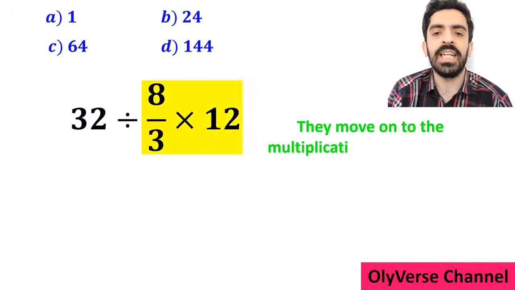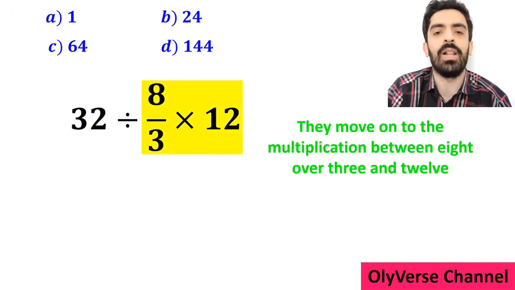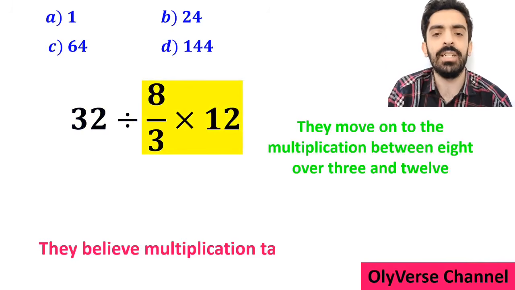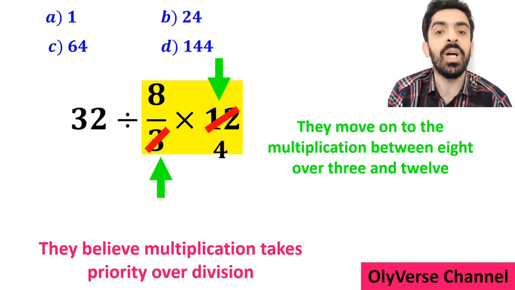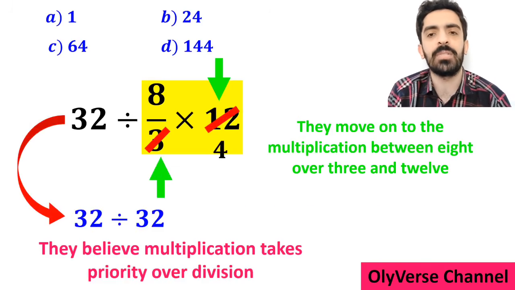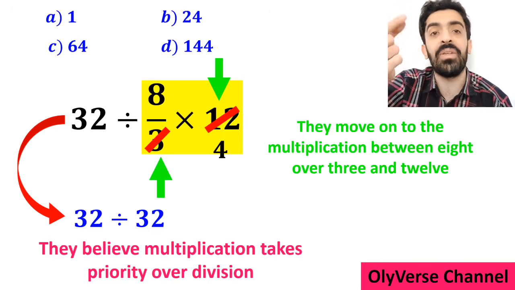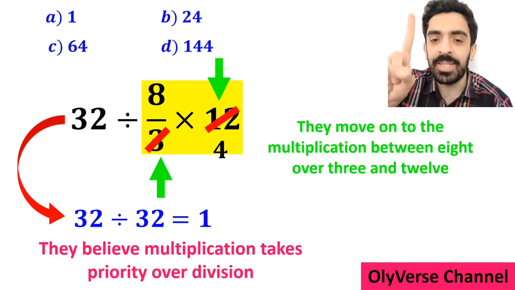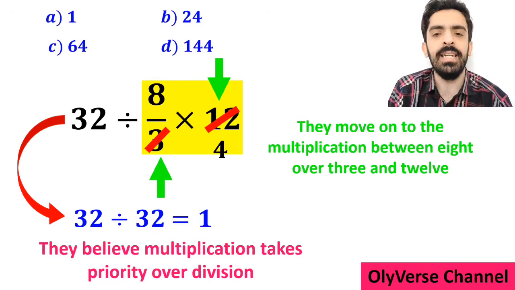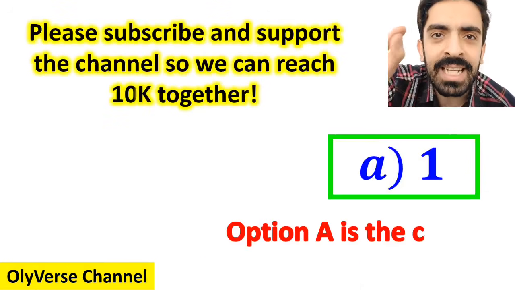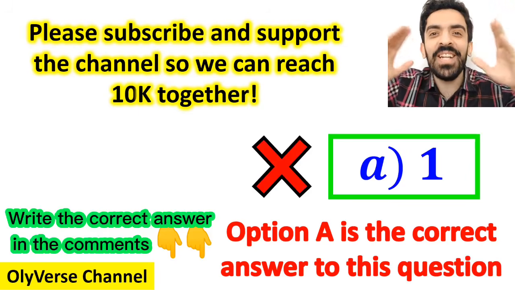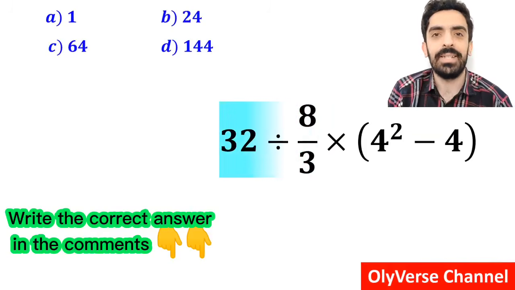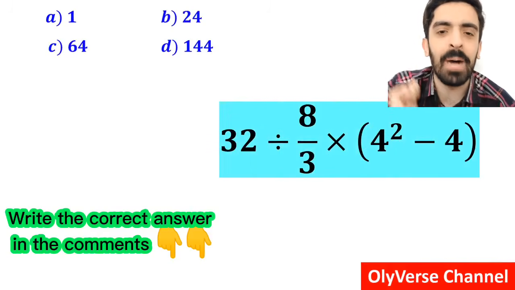Then, they move on to the multiplication between 8 over 3 and 12 because they believe multiplication takes priority over division. Okay, as you can see on the screen, they simplify the number 3 with the 12 in the numerator and instead of the original expression, they write 32 divided by 32, which finally gives them the answer 1. And immediately, they conclude that option A is the correct answer to this question. However, that's definitely wrong. Alright, now let me show you how to solve this expression properly.